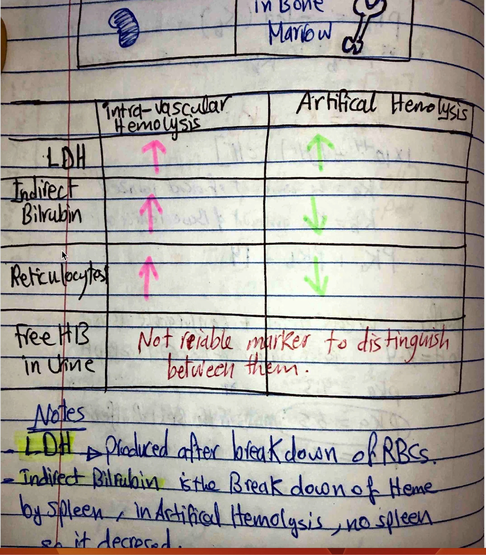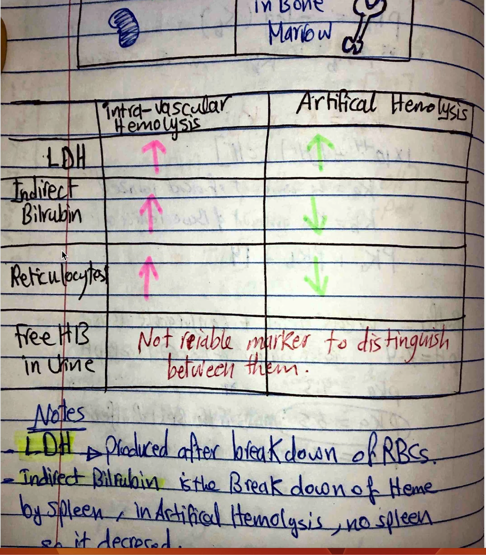Indirect bilirubin: the RBCs should be discarded and changed inside the spleen into the heme, protoporphyrin, and then to the unconjugated bilirubin. So it needs the spleen. So that is not an increase in the artificial, it actually decreased. And the reticulocytes, they are immature RBCs, which are created from the bone marrow, so also decreased in the artificial hemolysis. Free hemoglobin in the urine is not a reliable marker to distinguish between them.